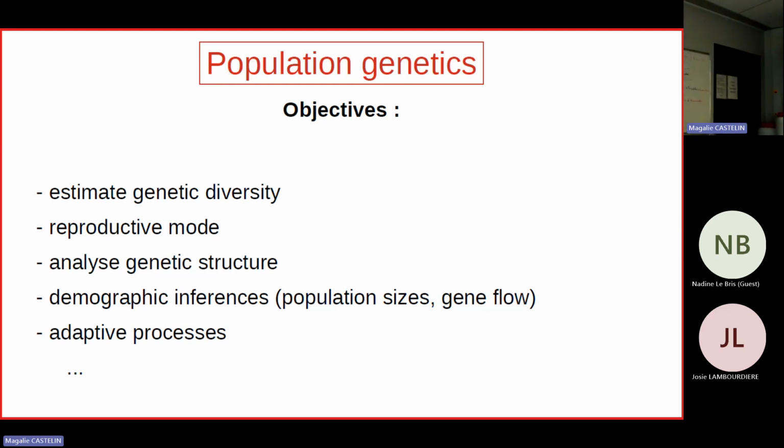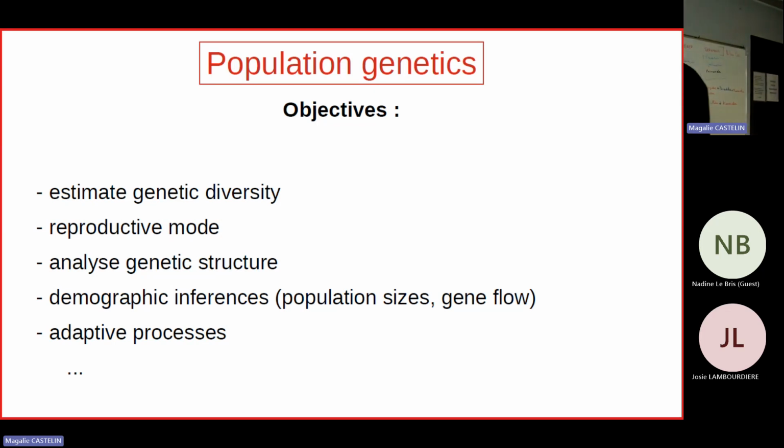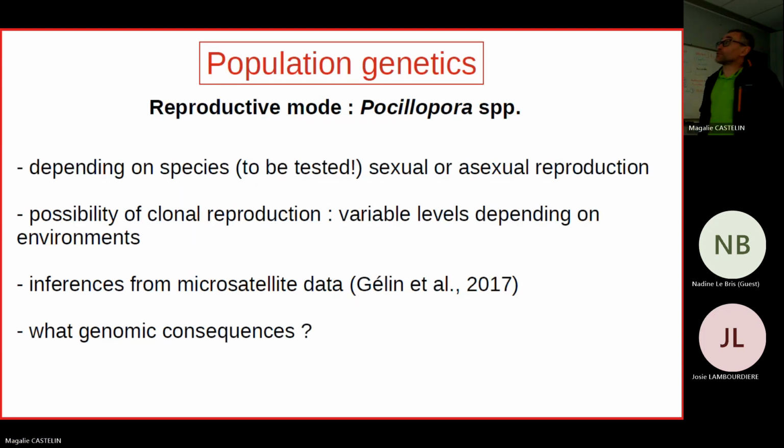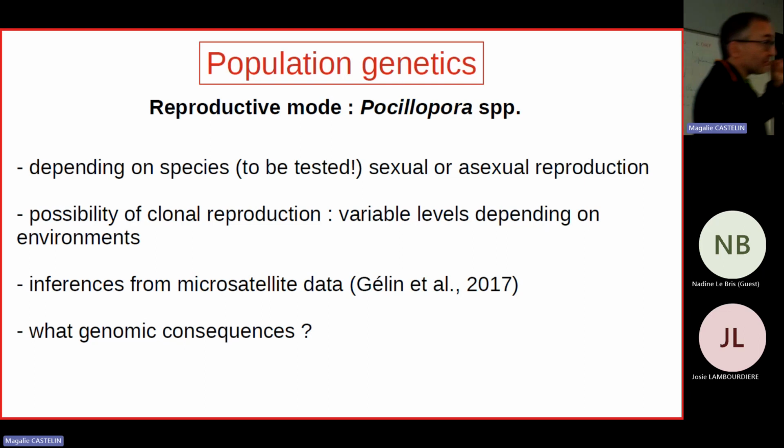We'll see that it can be used to study the reproduction, to analyze the genetic structure, to make some inferences about the size of population and the level of exchanges among populations, and also to study adaptation. So regarding reproduction, these are just examples of what we can do, but you'll see that there are some implications for collections as well. I go back to Pocillopora corals. So again, a shallow species.